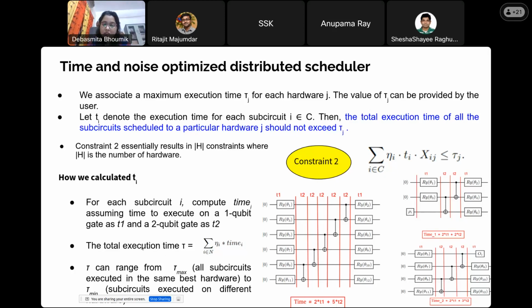So from here we can count the total execution time, that is summation over eta into time i. This tau can range from tau max, when we need more time if we schedule these two subcircuits on the same hardware, it will be sequential, and tau min, when we parallelize them, and this tau min is basically the maximum time needed between time 1 and time 2. Whichever is larger, we need that as tau minimum at least.